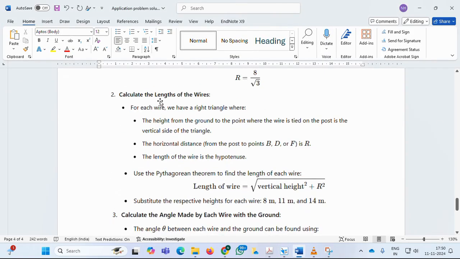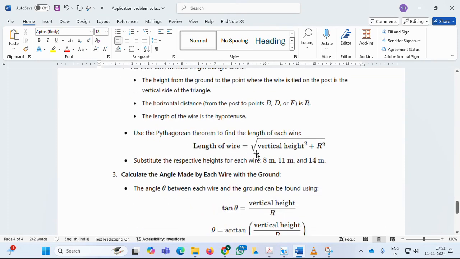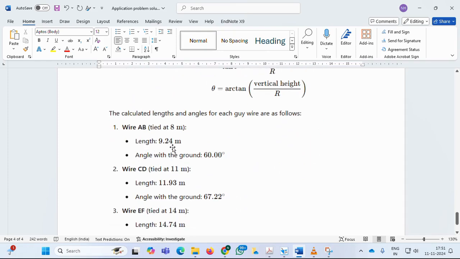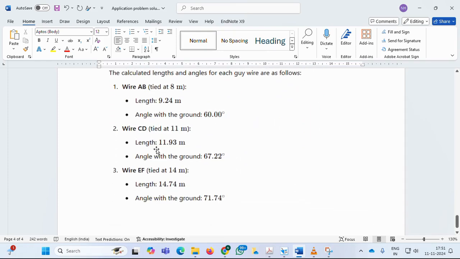So next, to calculate the length of each wires, so length of wire is equal to square root of vertical height square plus R square. Vertical height is given, so 8, 11 and 14 mm respectively. So substitute: length of wire AB is equal to square root of 8 square plus R square. Next, length of wire CD is equal to square root of 11 square plus R square. Length of wire EF is equal to square root of 14 square plus R square. So finally you will get length as 9.24 mm. Length of wire CD 11.93.